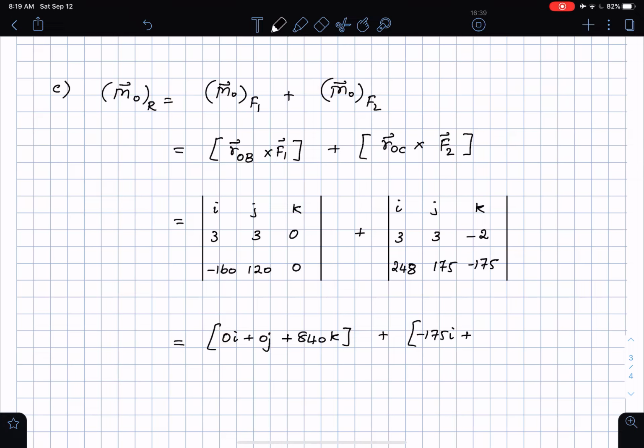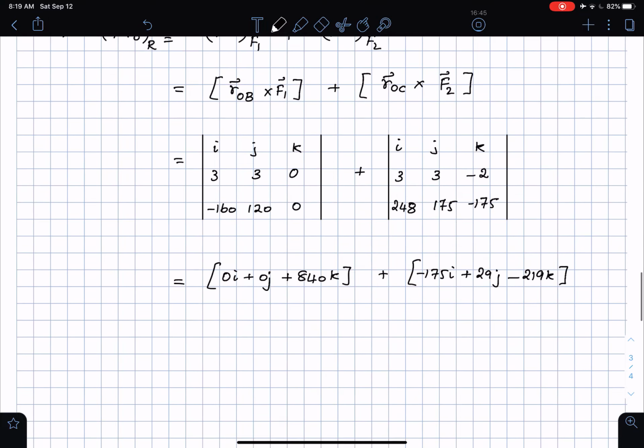175i, 29j, and then 219k. Okay, which essentially tells me that the resultant moment is going to be the vector sum of these two, obviously, right? So that's going to be minus 175i, then 0 plus 29, so that's 29j, and then 840 minus 219, which is plus 621k, so many Newton meters.